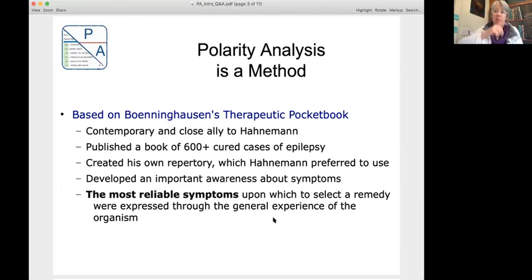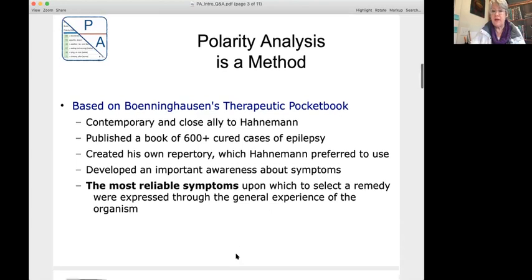And Hahnemann supported Boenninghausen's strategy of looking at the general experience of the organism. And by that, I mean, how is the organism as it deals with whatever morbific influences, whatever challenges it has, how does it deal with its disruption, its dis-ease? And what Boenninghausen said was that adaptation to things like sensitivity to cold, to heat, thirst, appetite, body movements, body positions, time of day, the various kinds of challenges that were being expressed generally through the person's life were the most reliable indicators. That's how he found effective remedies.